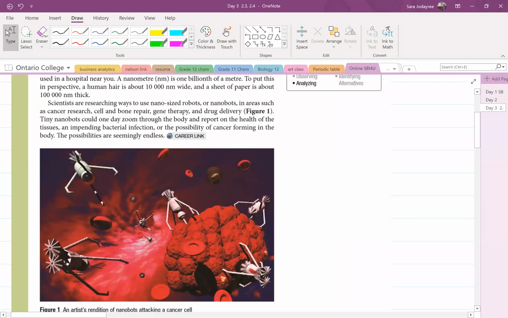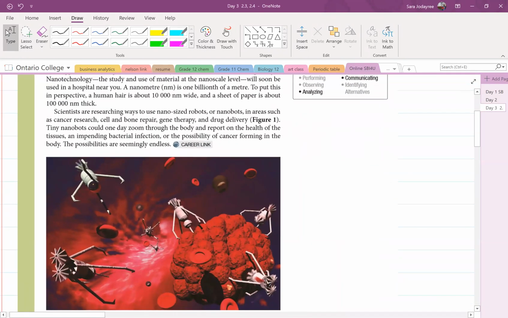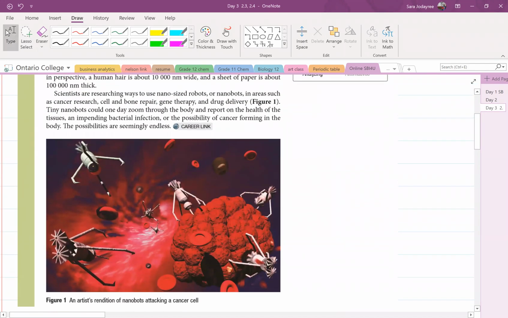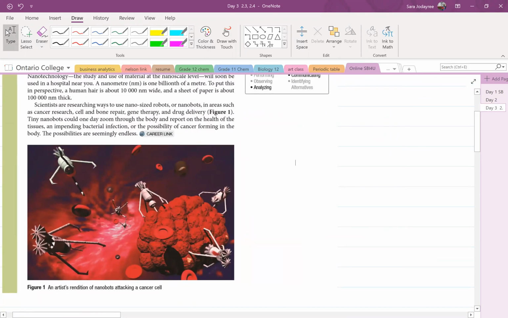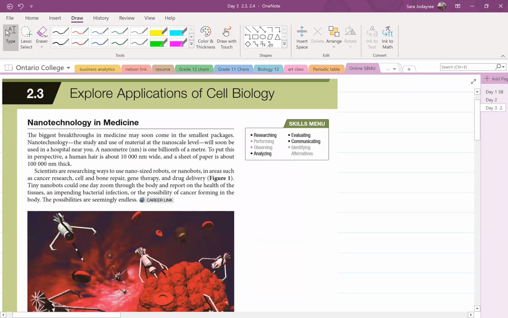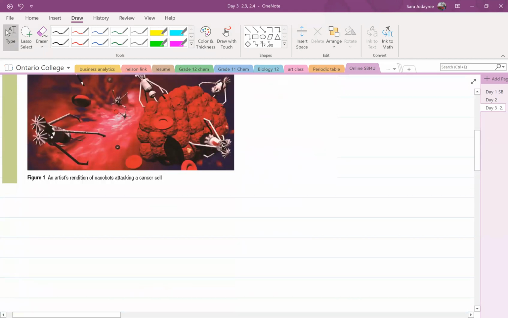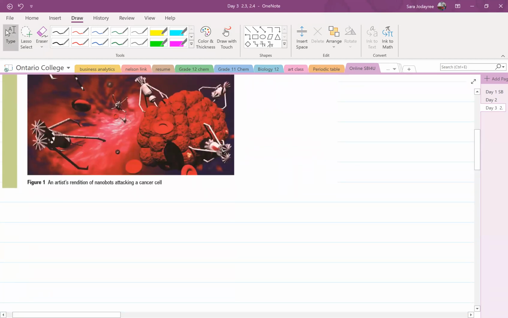So this is an artist's illustration of nano robots attacking red blood cells. So this is what cell biology is going towards, nanotechnology, and gene scientists are researching ways to use nano-size robots or nanobots in areas such as cancer research, cell and bone repair, gene therapy and drug delivery.